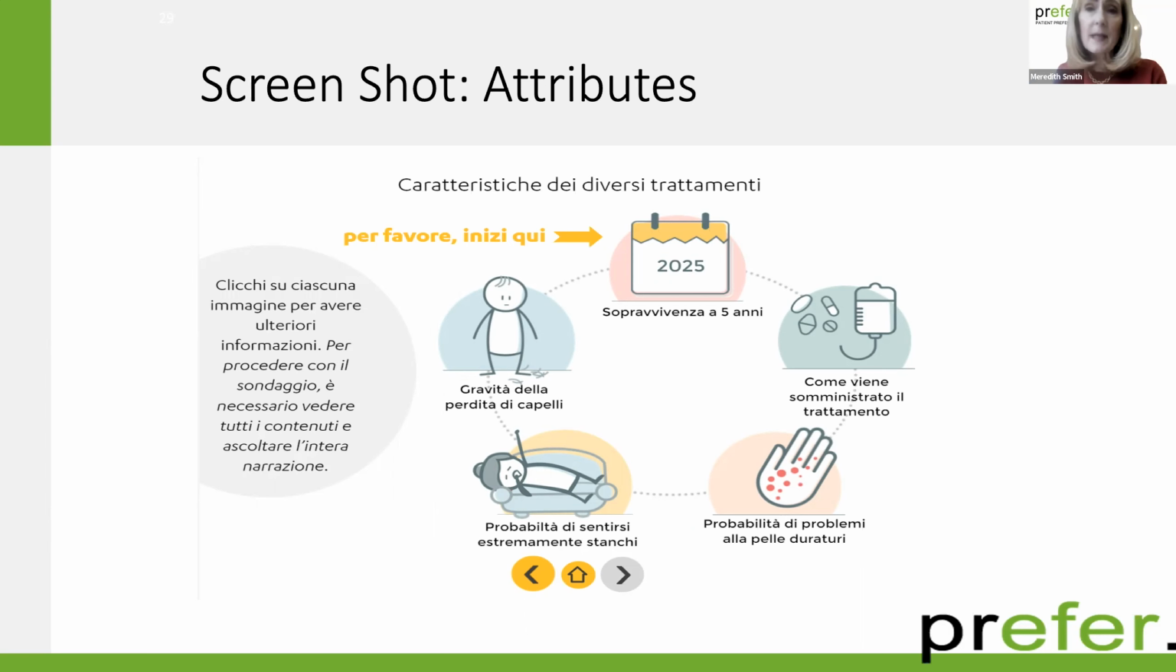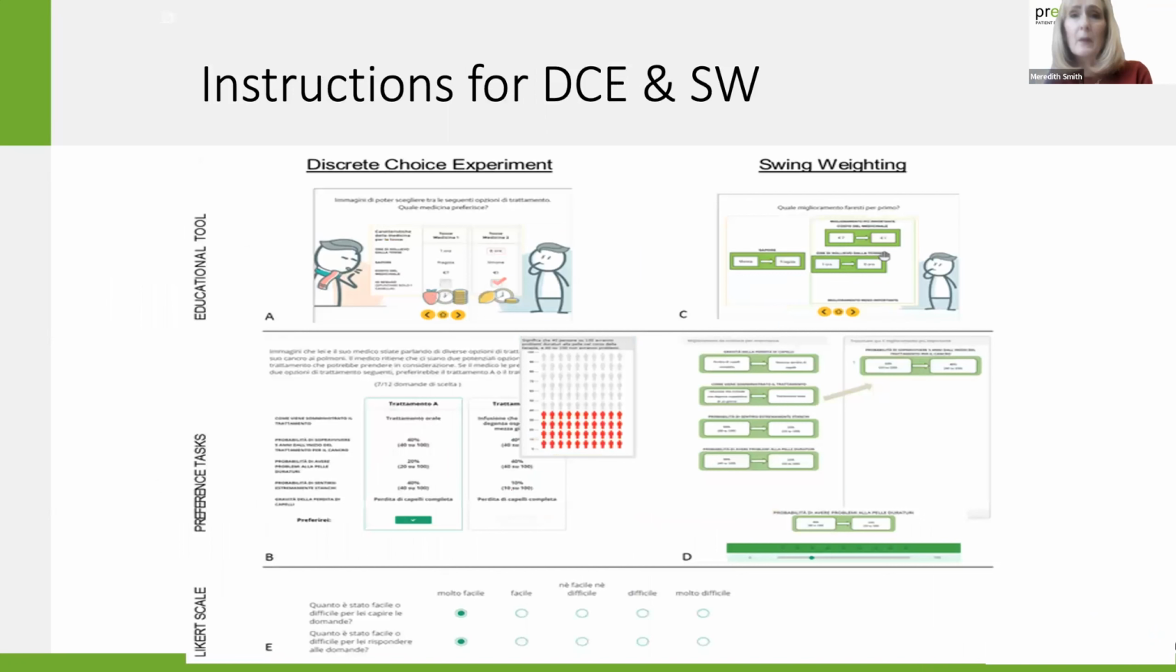Here's just a screenshot showing how the attributes were displayed in the video. This is the Italian version. Next slide, please. And here's how the discrete choice experiment and swing weighting instructions were laid out in the video. On the left, this is a discrete choice, and on the right, the swing weighting. This is what participants would see. Next slide, please.